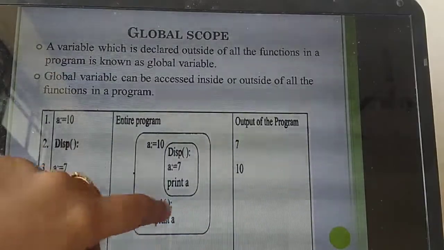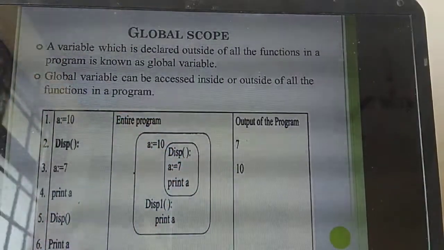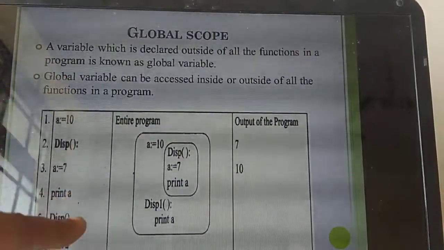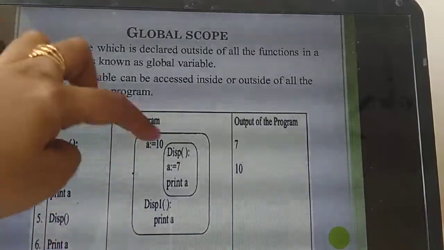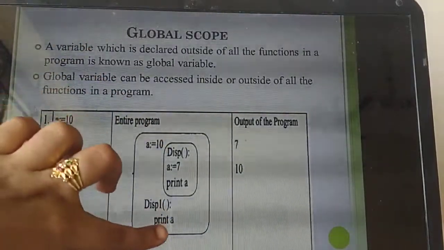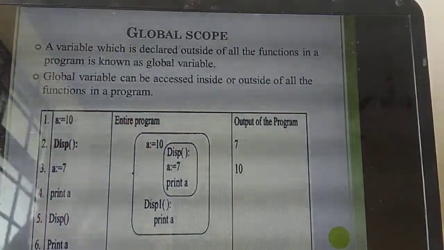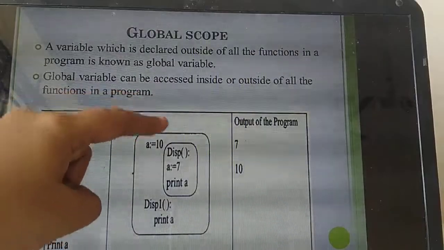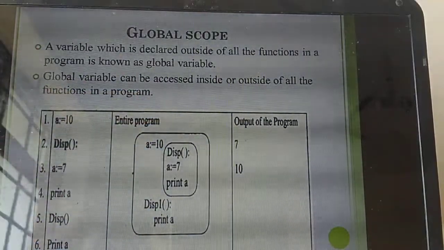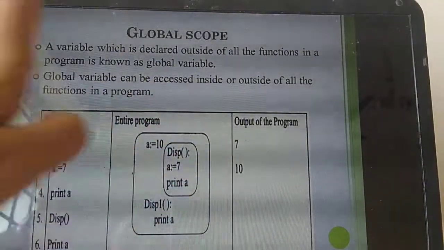But this print a, does the control go inside the function or outside the function? Think and say whether this print a means this variable a inside the function or outside the function. Outside the function. Why? The variable a is declared first outside the function. Understand? Now this variable is accessed inside as well as outside the function. That is called global scope. That's the second output. First value of a is 7, second value of a is 10.